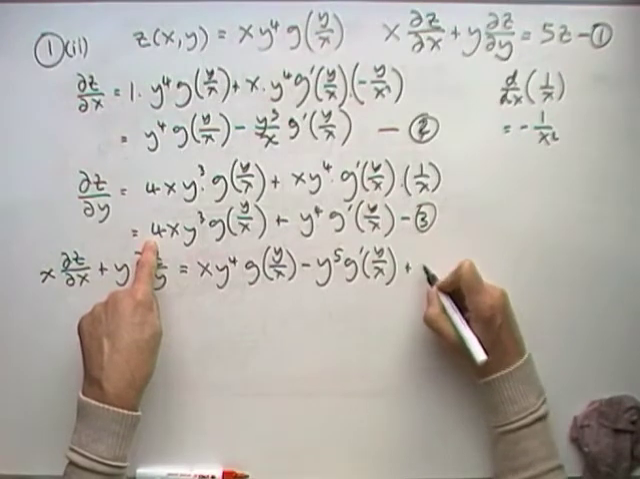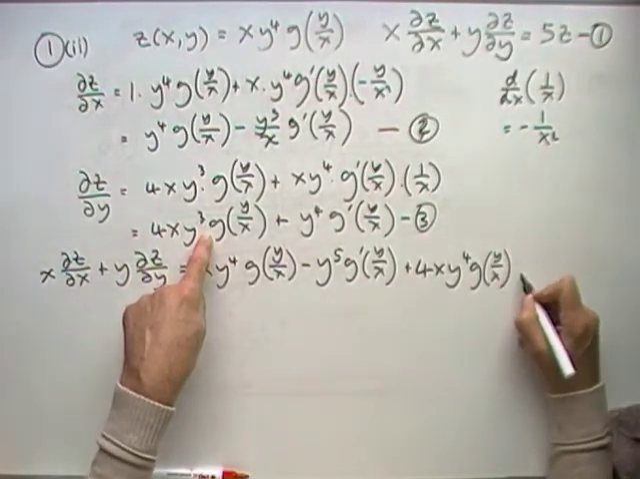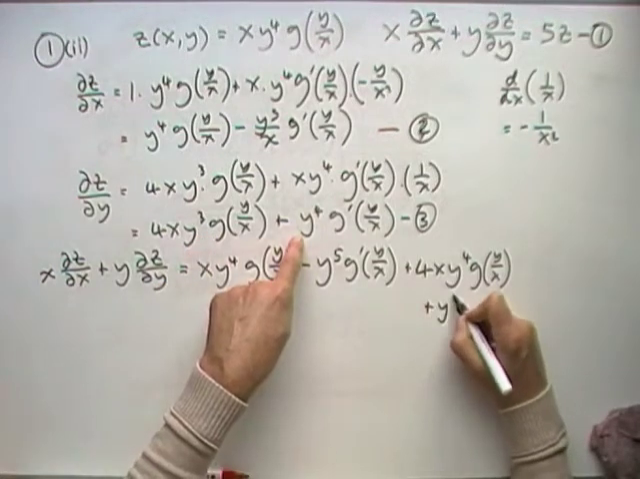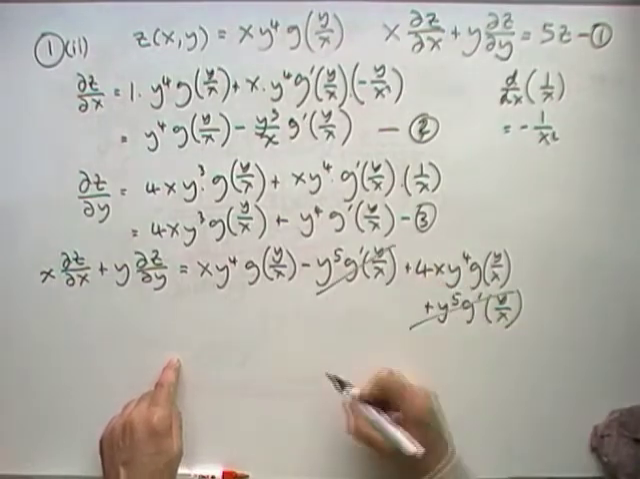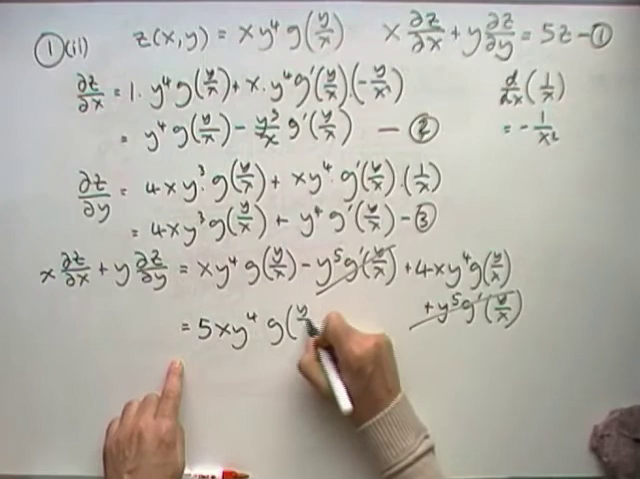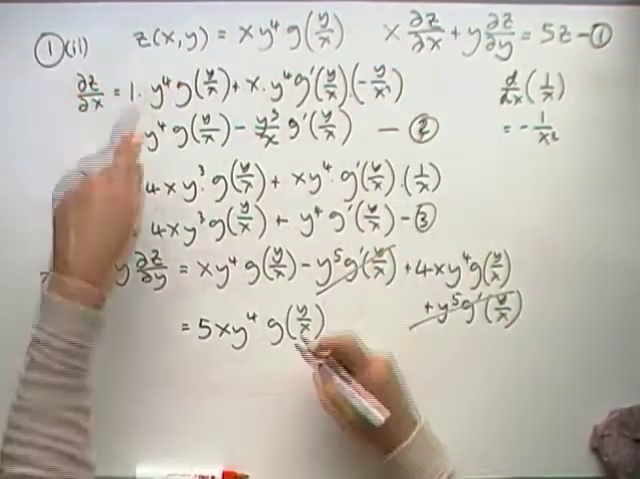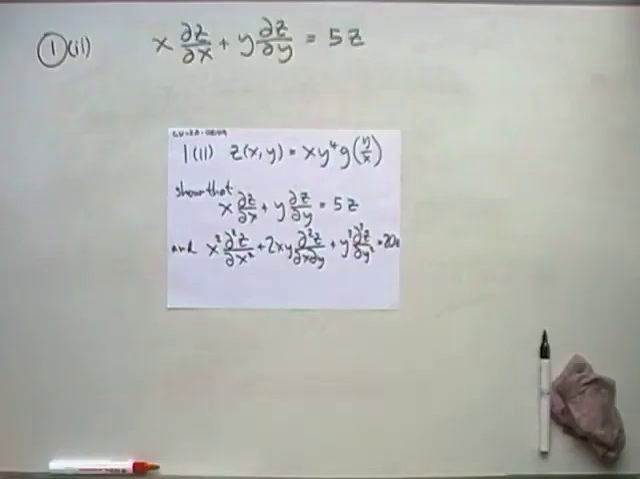Now y times this one. So it'll be 4x y to the 4 g of that. Not quite enough room, go here. So plus y to the 5 g dashed y over x. That's fine. Now, those bits cancel out, so there's not a lot left. In fact, they're both the same. They both come to 5 lots of that, which is the same as the original expression, so that then comes to 5z. So that was easy enough.